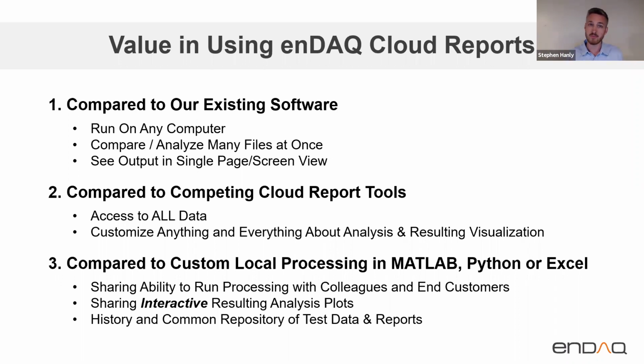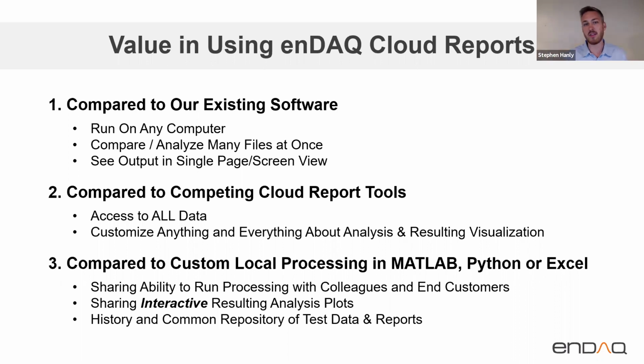The other big thing the cloud report does compared to our existing software is it lets you analyze and visualize and compare multiple files at a time. Our existing software is really good at opening up one file and giving you a quick snapshot of all the data in that one file, but it doesn't let you compare two files to each other. And a lot of you sometimes are doing tests where you have trigger events. You may get hundreds or even thousands of files, and so the cloud report can help you see all that in one place.